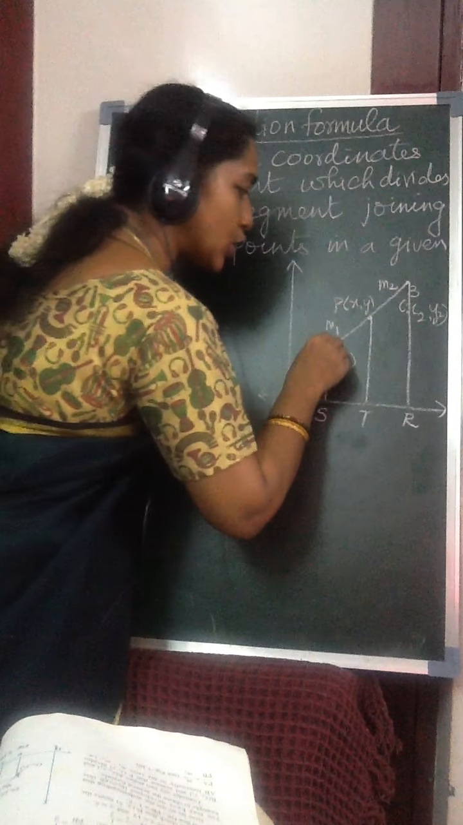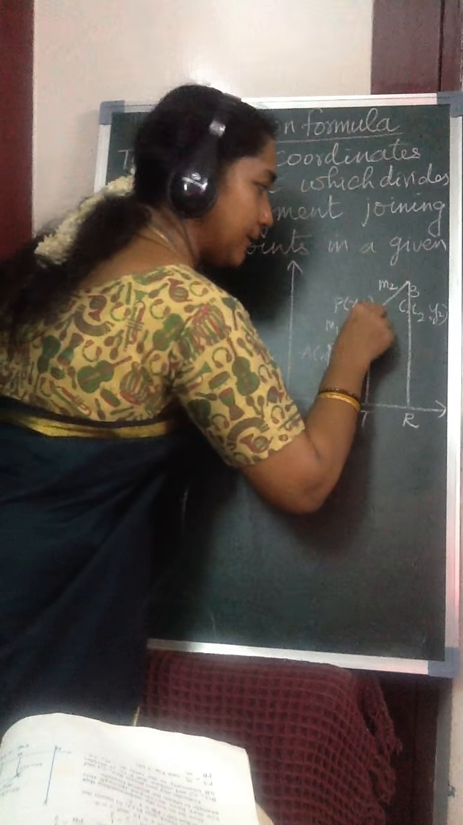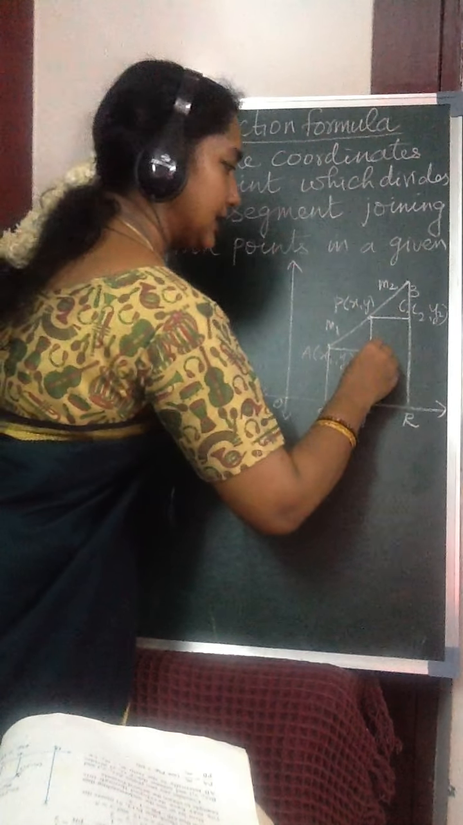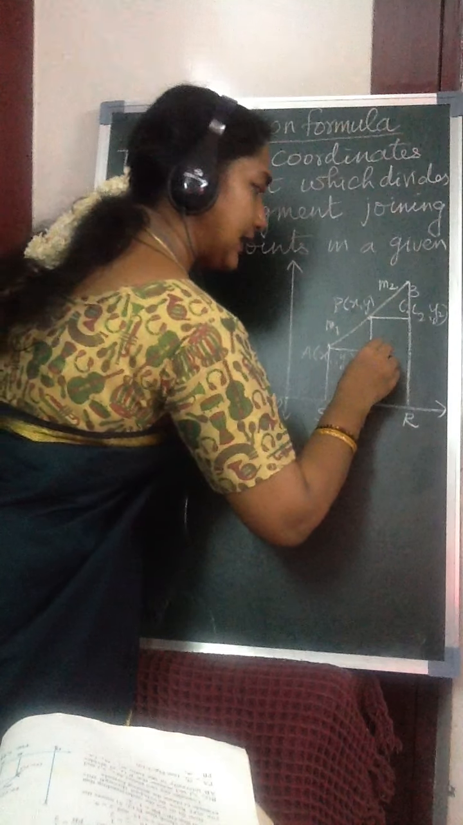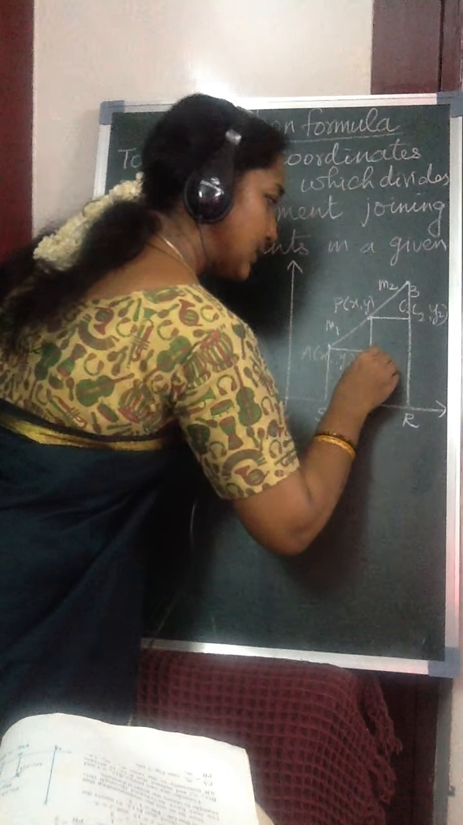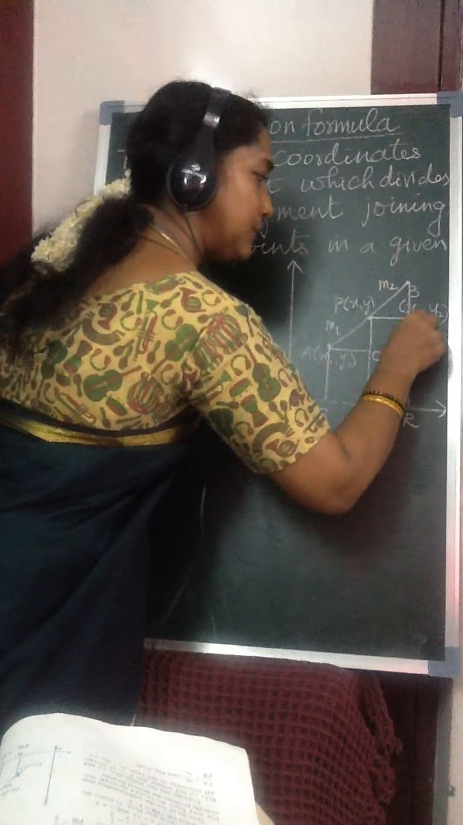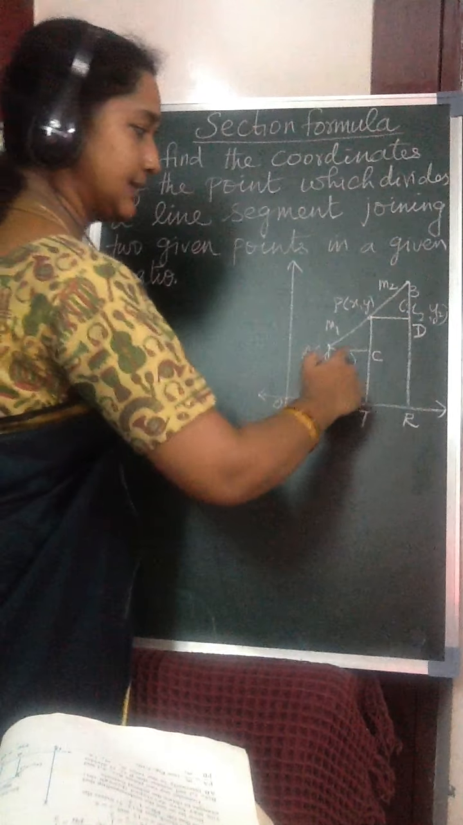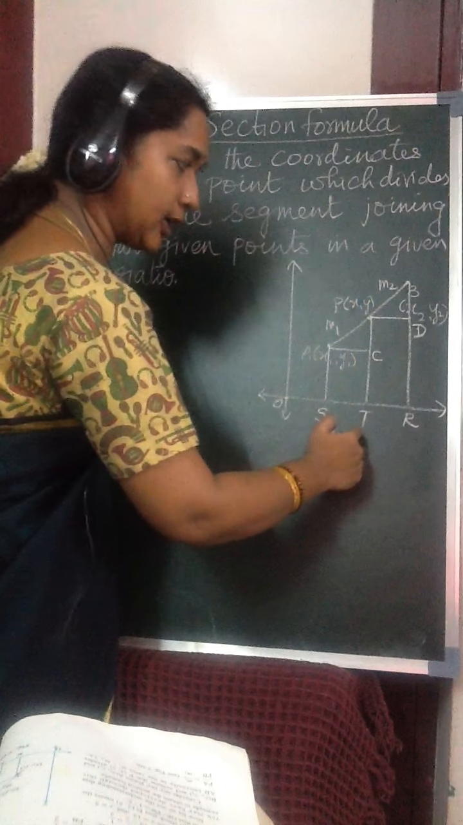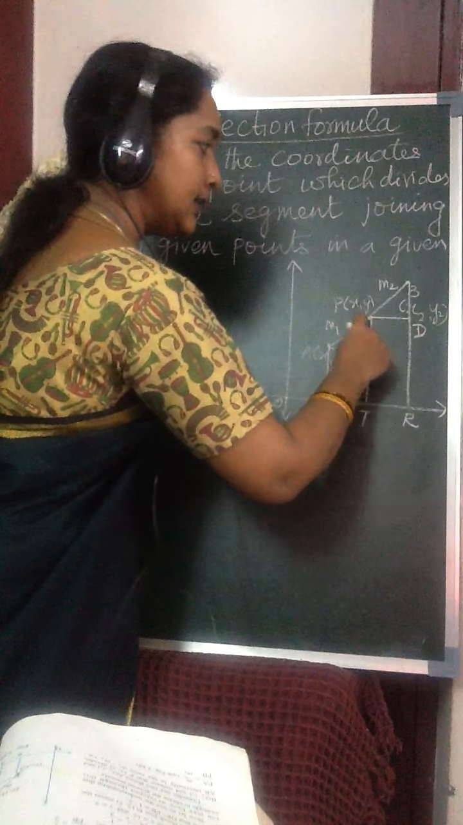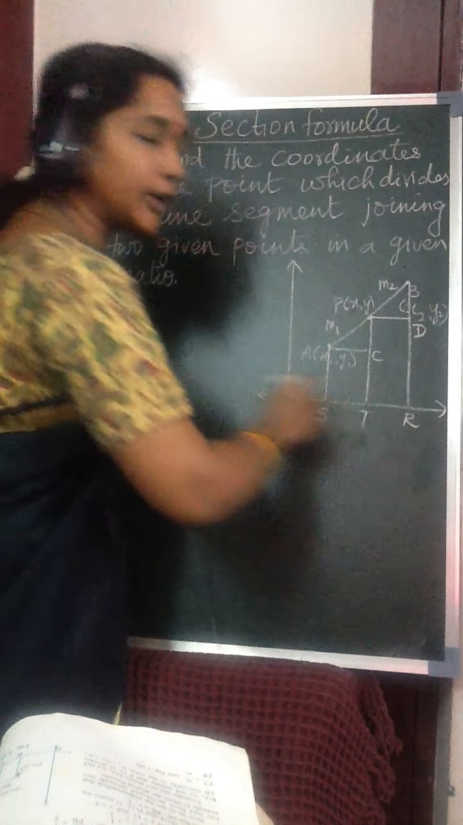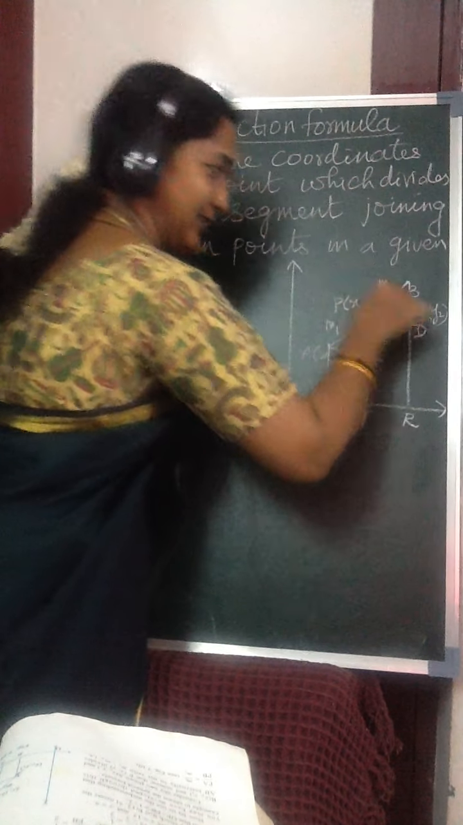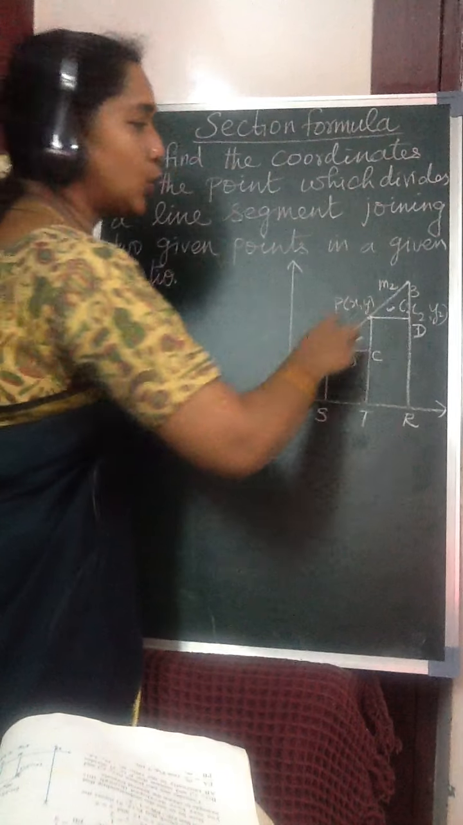Now, you draw another perpendicular to y-axis. Name those points as C and D. That is perpendicular to y-axis. So, AC is perpendicular to PT and PD is perpendicular to BR. Now, you will get two triangles.